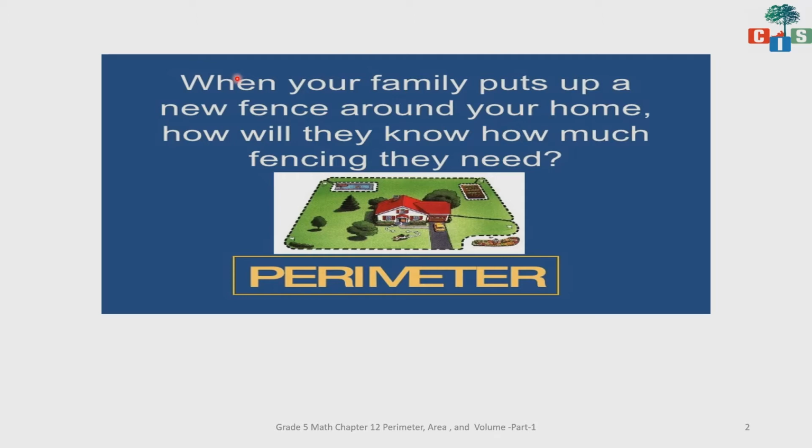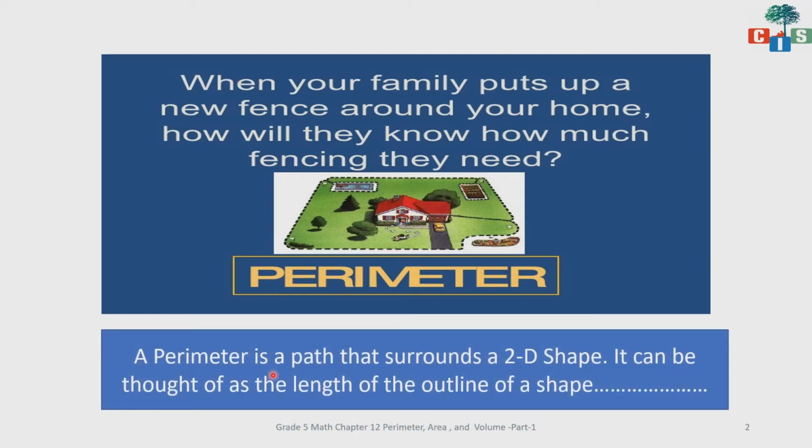So for that they should find the perimeter. So in short, what is perimeter? It is a path that surrounds a 2D shape. It can be thought of as the length of the outline of the shape. Suppose we take this house, this dotted line is the perimeter of this house. Now how to calculate perimeter? We will see that, scholars.